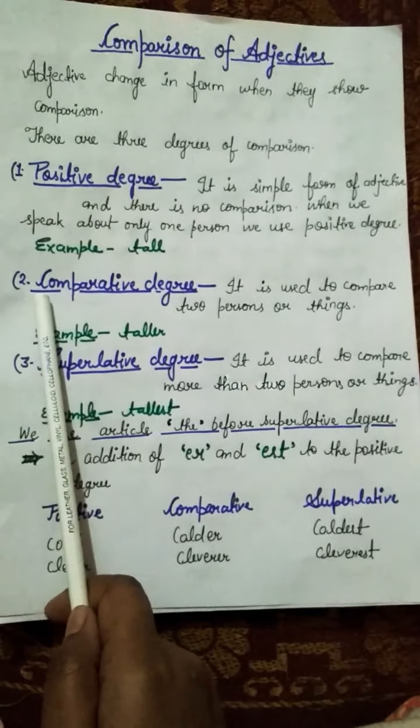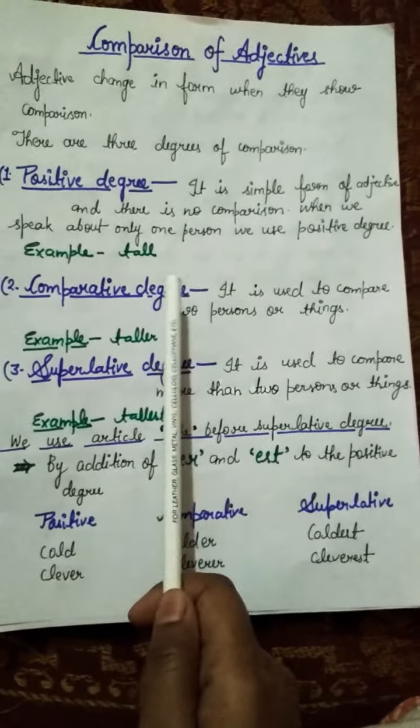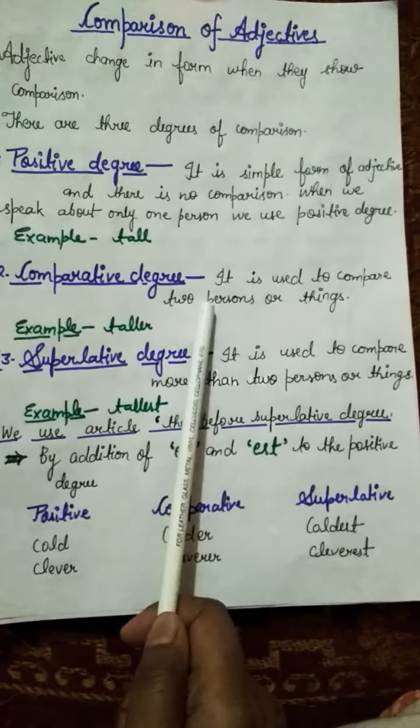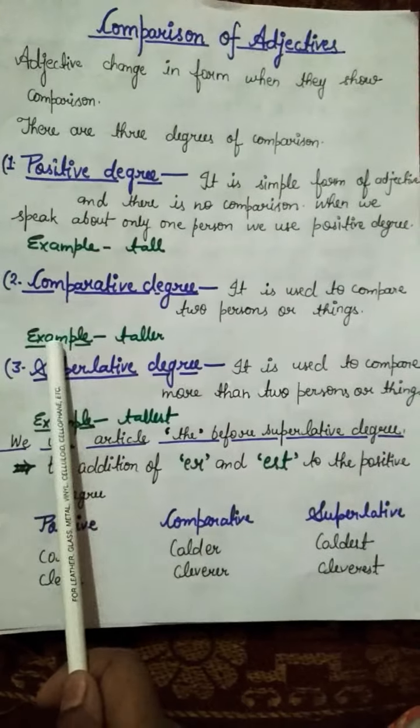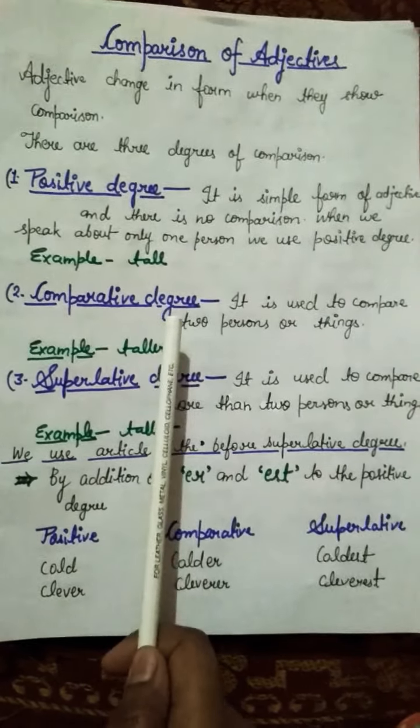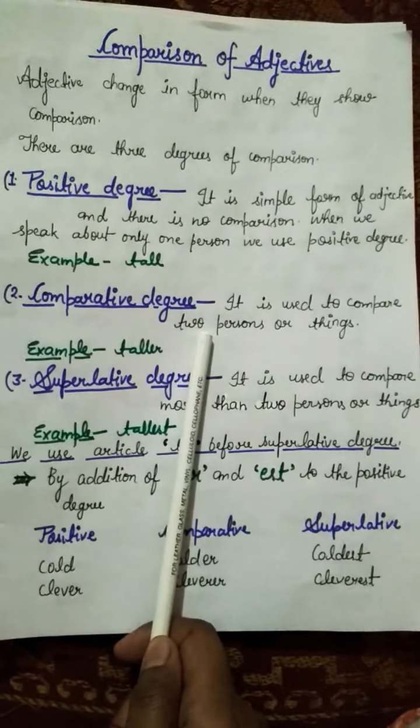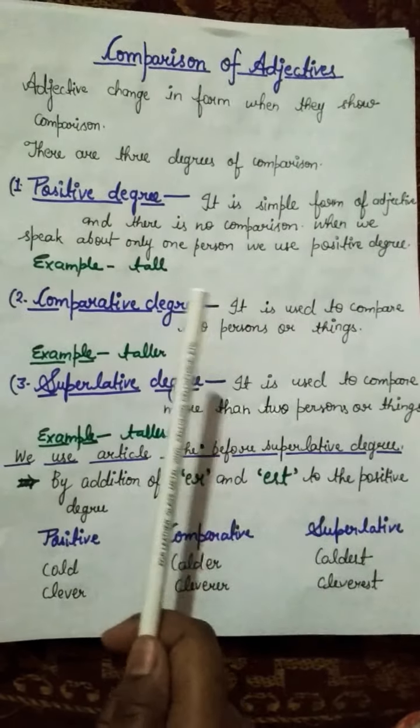Next, comparative degree. It is used to compare two persons or things. Okay, example, taller. So we can make comparative degree by adding er to the positive degree.